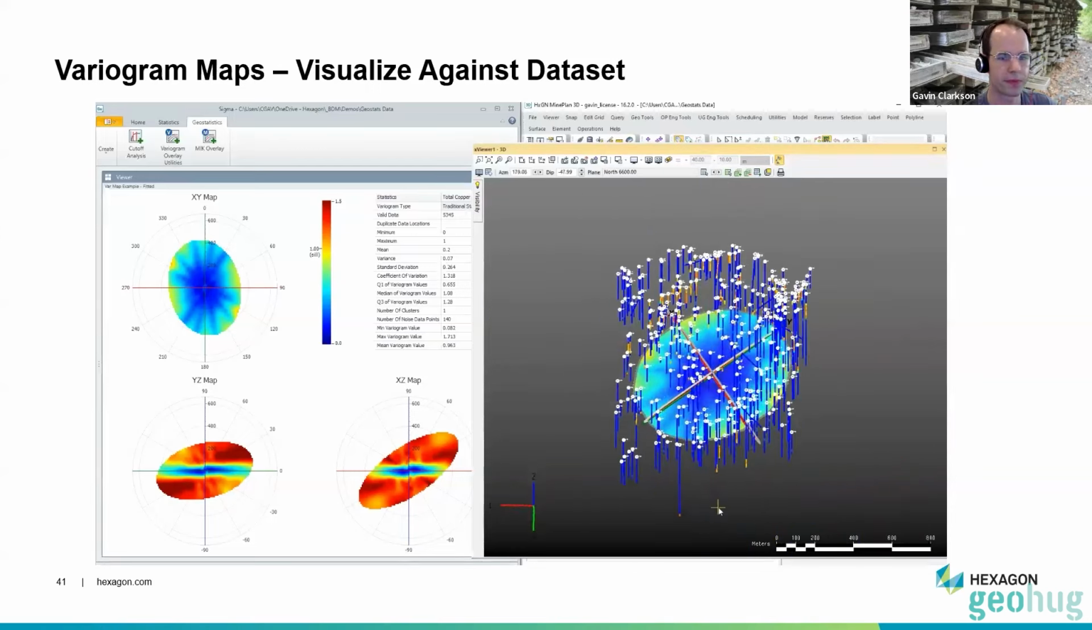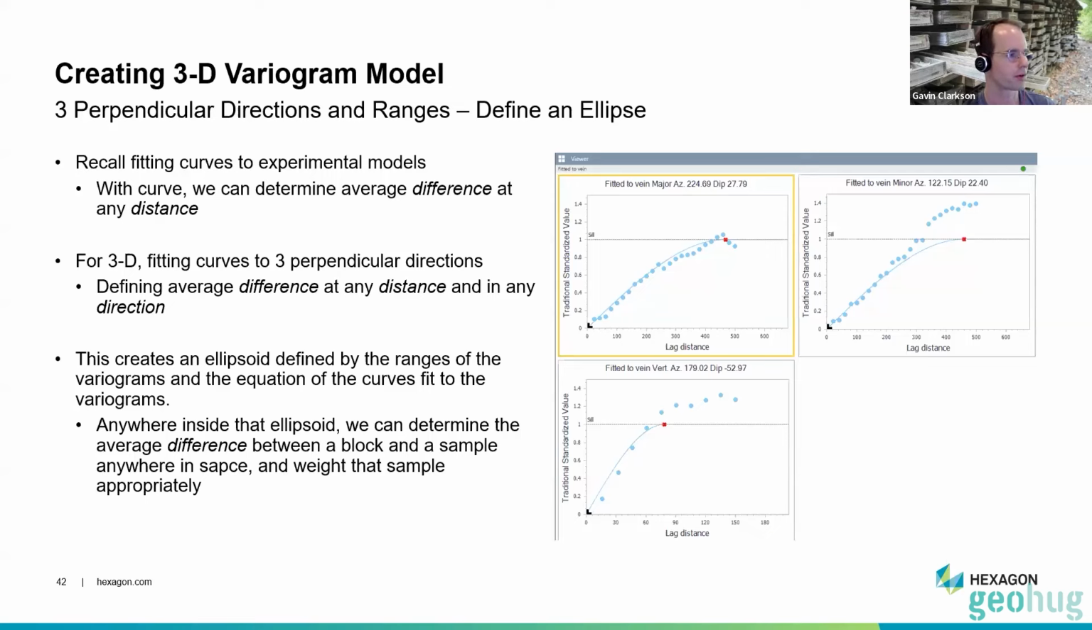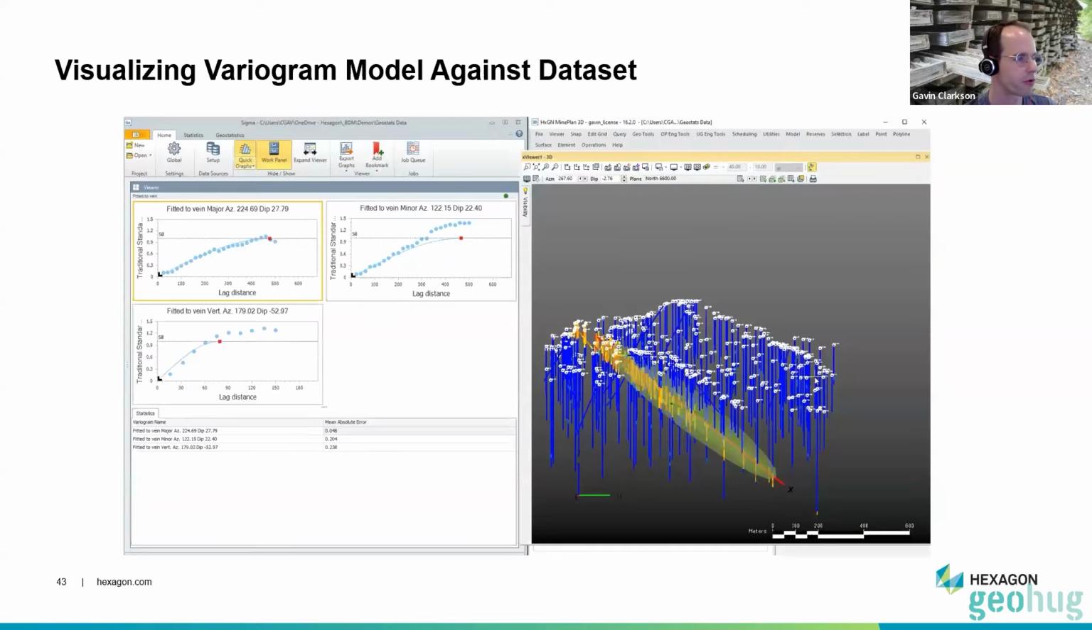So these are perpendicular, and you can use as many variograms in a model fit as you want, but 3 perpendicular directions makes it more visually instructive. So the range of the major, the range of the minor, and the range of the vertical. This creates an ellipsoid defined by the ranges of variograms and by these variogram curves. And because we have that ellipse defined by a curve in each of the major directions of that ellipsoid shape, we now know anywhere within the ellipsoid space what the variogram value should be for any different distance, for any direction, for any block. And we have a visualizer for that too, because I'm a very visually instructive learner.